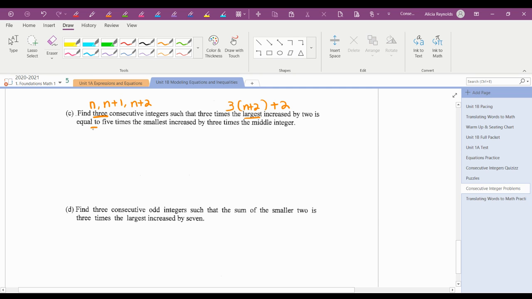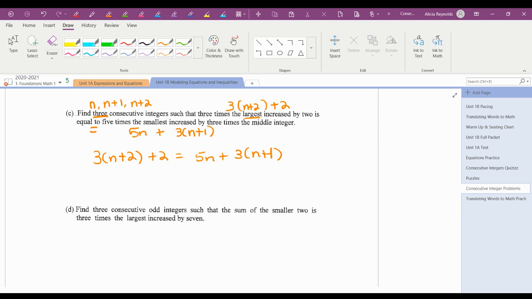Is equal to, so that's my equal sign, 5 times the smallest, so that's 5n, increased by, so we're adding 3 times the middle integer. 3 times the one in the middle is n plus 1. So now let's write this all as one equation. 3 times n plus 2 equals 5n plus 3 times n plus 1. Pause the video now. Make sure we have this one written down.